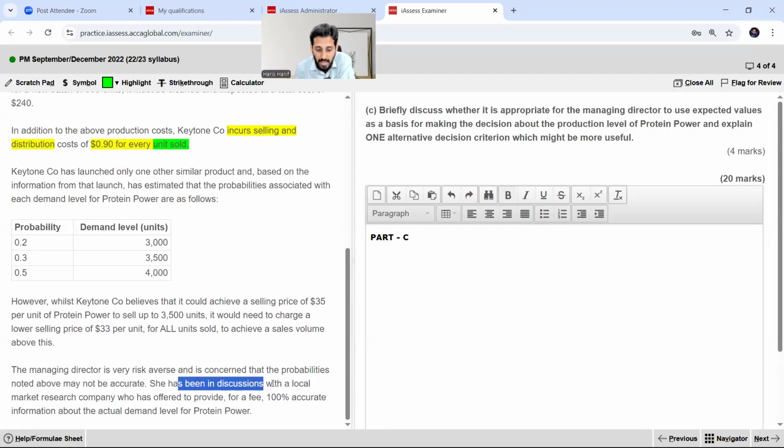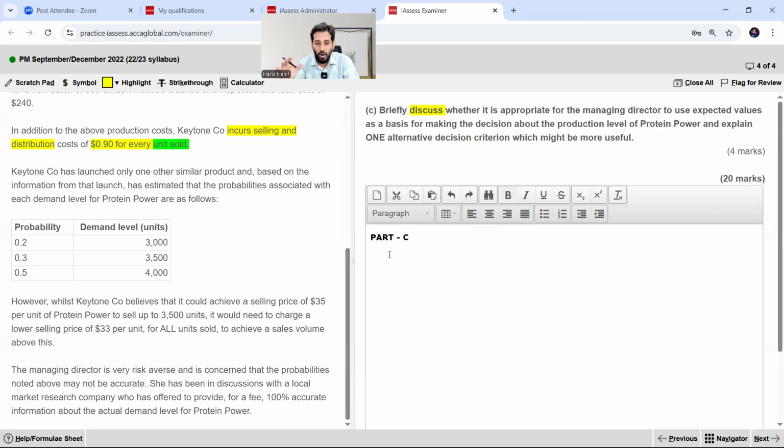The managing director is risk averse and is concerned that the probabilities may not be accurate. She has been in discussion with a local market research company who has offered to provide information with a fee of 100% accurate. We have concluded the value of perfect information. So she is risk averse. Now, briefly discuss for 4 marks. When it comes to the word discuss, it simply means you have to cover every aspect, and you need to discuss this and that.